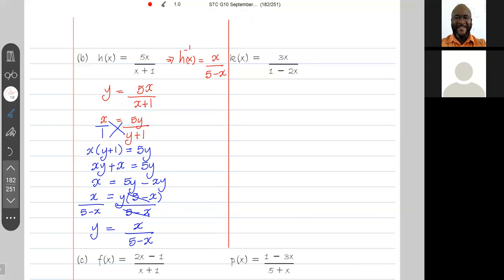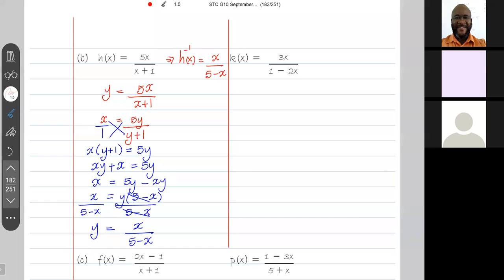I just did h of x. I want you now to do k of x. All right, so the second part of B, we're told that k of x is equal to 3x over 1 minus 2x. And we're asked to find k inverse of x. So let's start with our 4 steps. Step 1, take out k of x and say y is equal to 3x over 1 minus 2x.